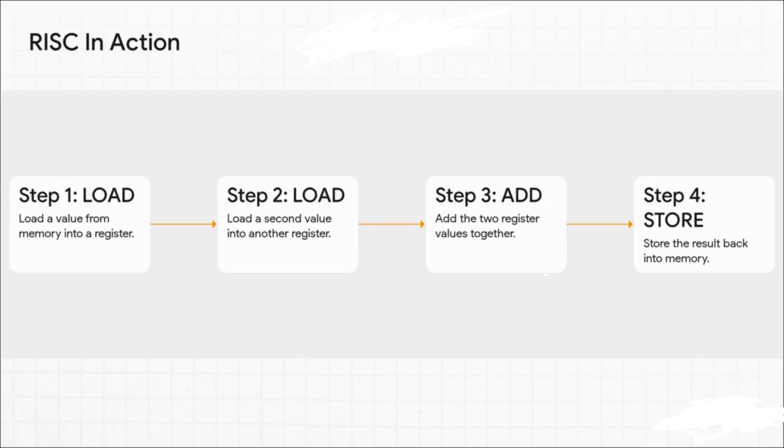First, there's a load instruction to go get the value from memory and bring it inside. Then, maybe a second load for the other number. After that, a super quick add instruction that only adds the two values that are now inside the processor. And finally, a store instruction to put the answer back out into memory. Yeah, it's more instructions, but each one is incredibly simple and incredibly fast.